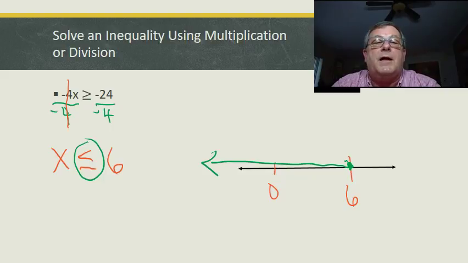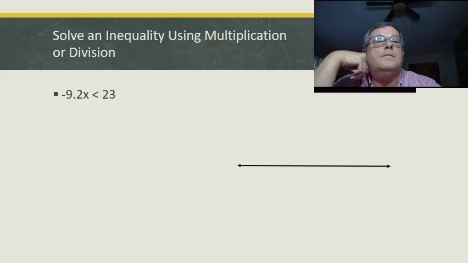So here we've solved an inequality using multiplication or division. This time I had to divide by a negative number, which causes me to have to flip that inequality symbol. Be careful with that. And as always, be careful with your signs. Dividing two negative numbers together is going to give me a positive answer. We'll take a look at one more.